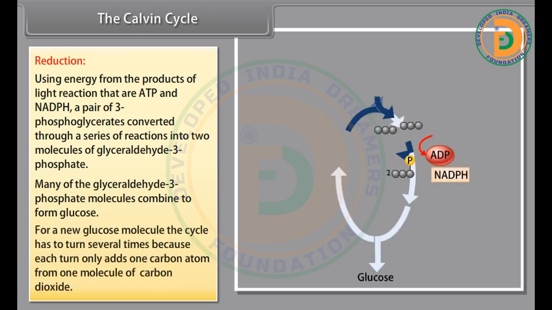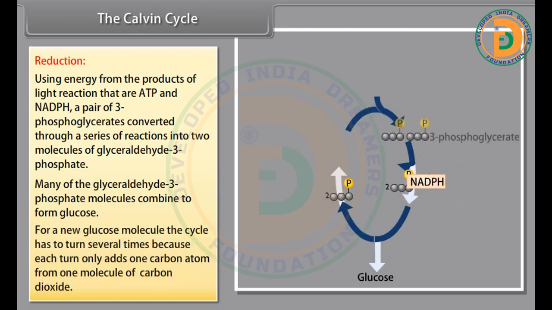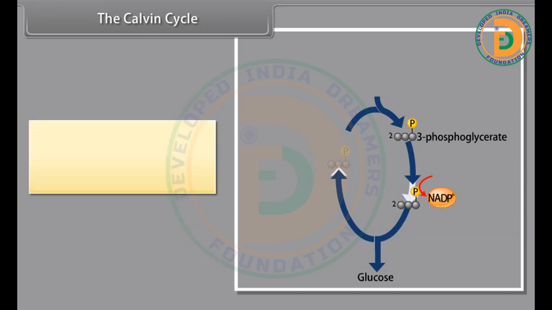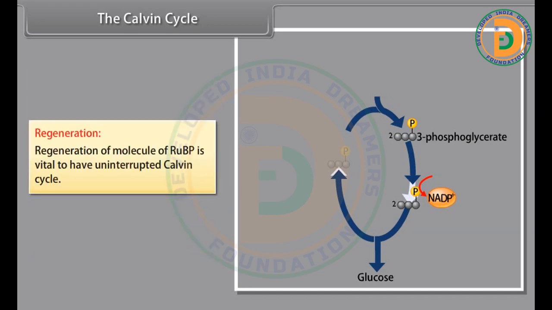For a new glucose molecule, the cycle has to turn several times because each turn only adds 1 carbon atom from 1 molecule of carbon dioxide. Regeneration. Regeneration of the molecule of RuBP is vital to have an uninterrupted Calvin cycle.